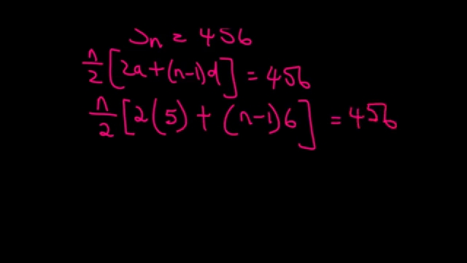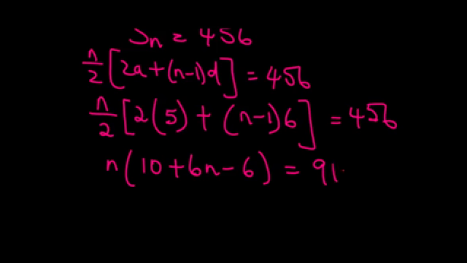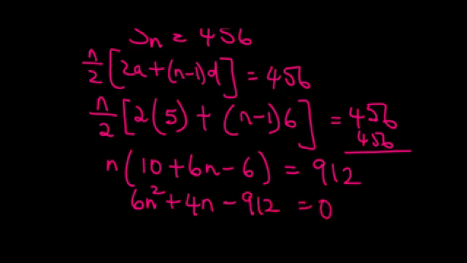So, if I'm multiplying n in here, I'm going to get a quadratic. So I'm going to get a lovely quadratic equation over here. I'm going to double it over there. n into 10 plus 6n minus 6 is equal to 912. It's double 456, 912. So then we get 6n squared. 10 minus 6 is 4, plus 4n minus 912 is equal to 0.